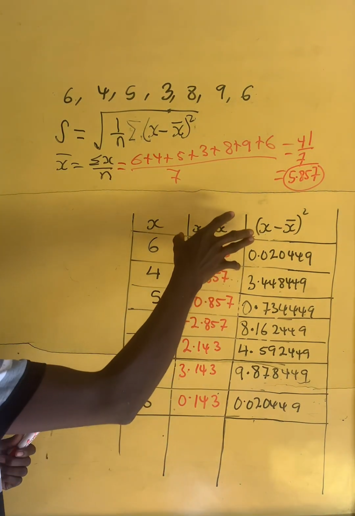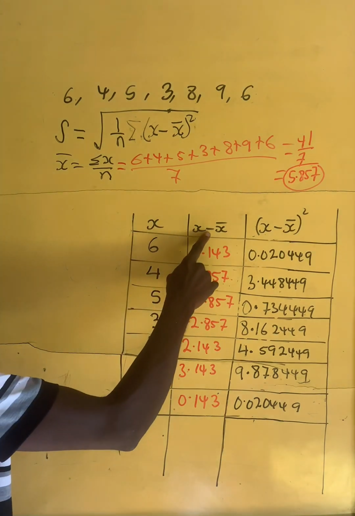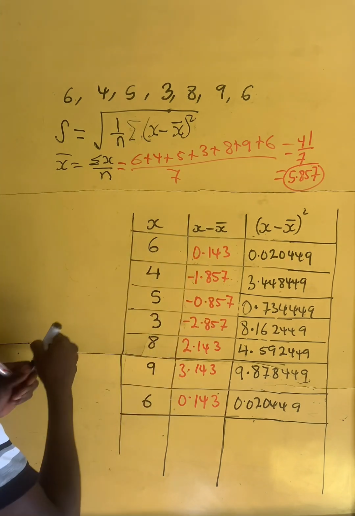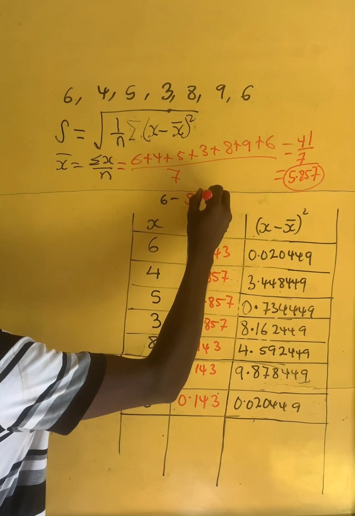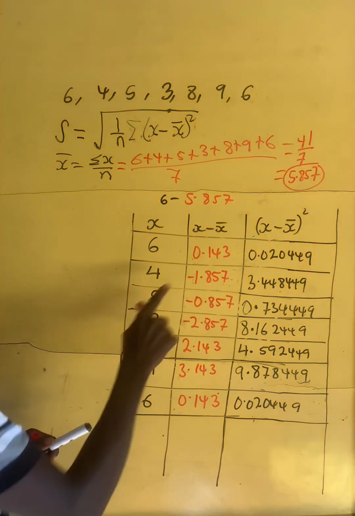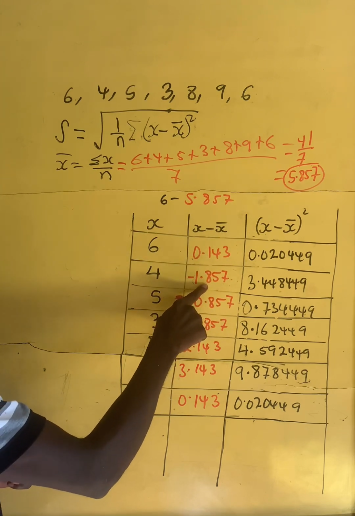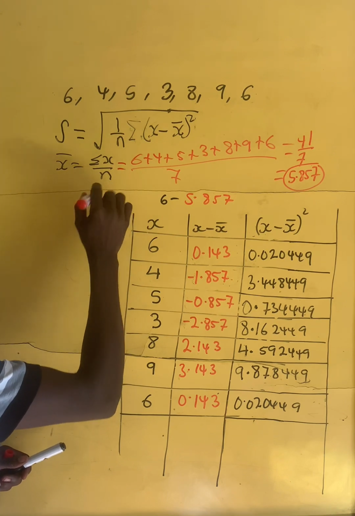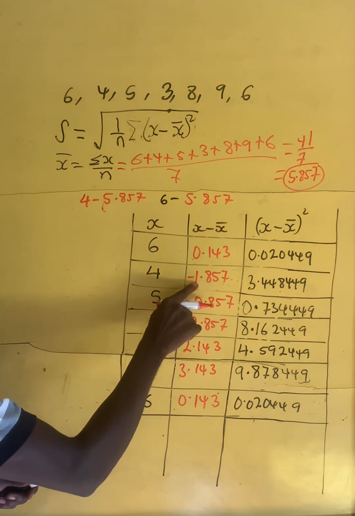Now, how do we form this table? In a very simple way. We have x minus the mean. So if I want to calculate for this value, I'll take 6 minus 5.857, and that will give us 0.143. If I want to calculate for this, I will take 4 minus 5.857, and that will give me this.